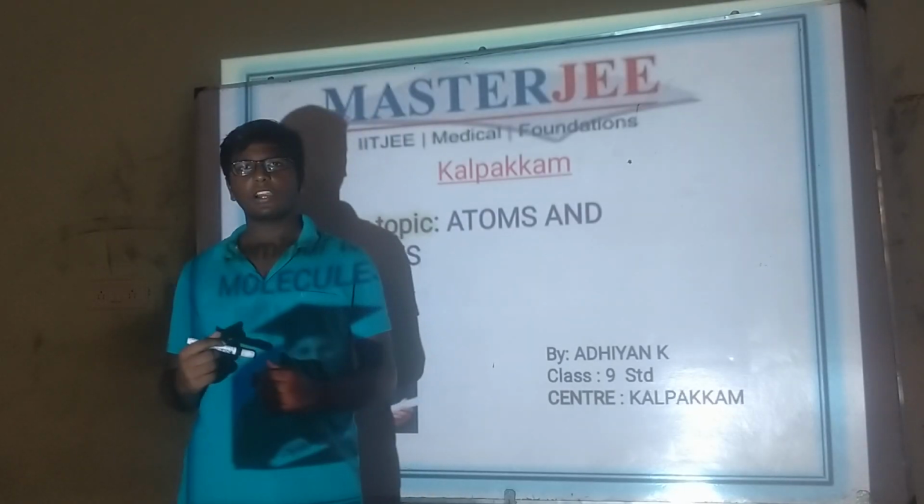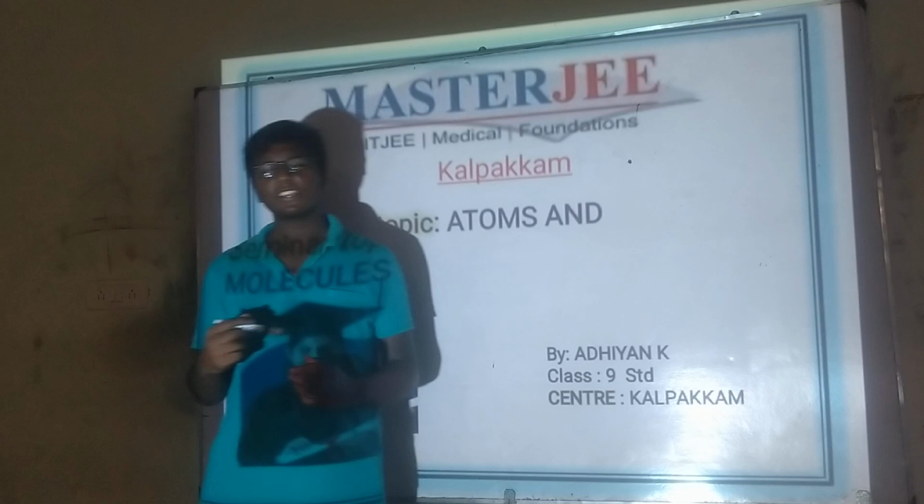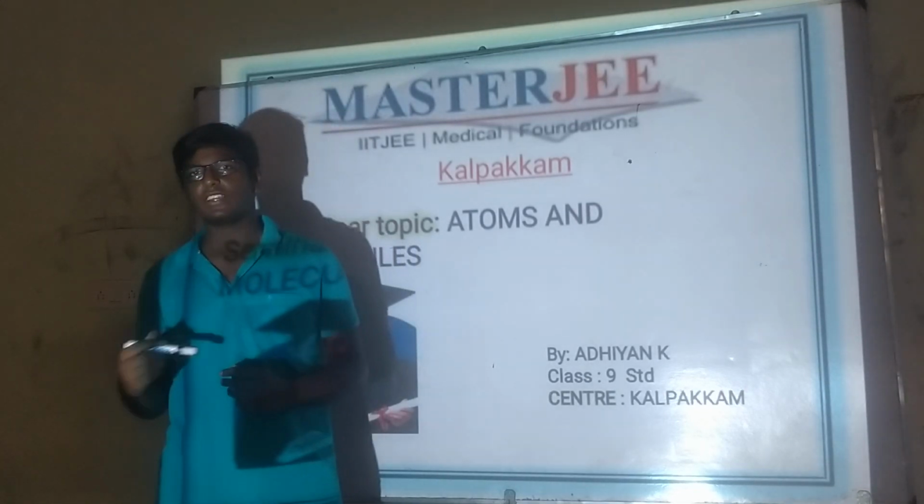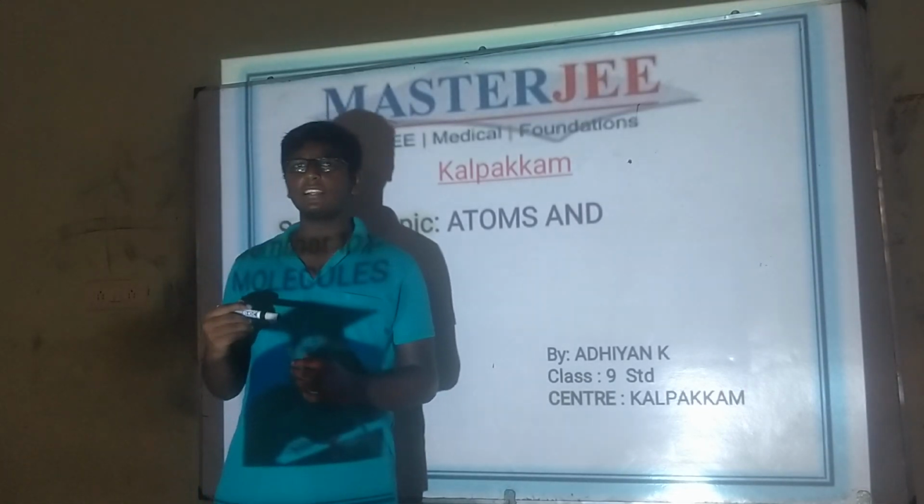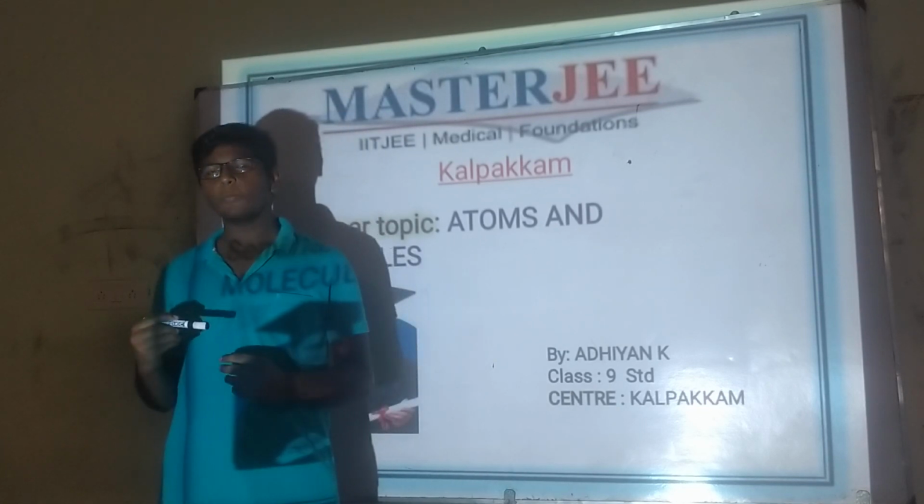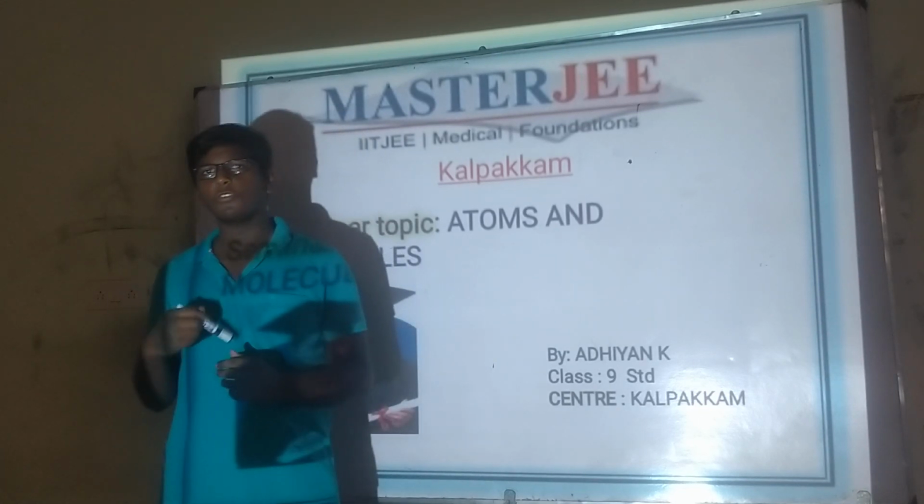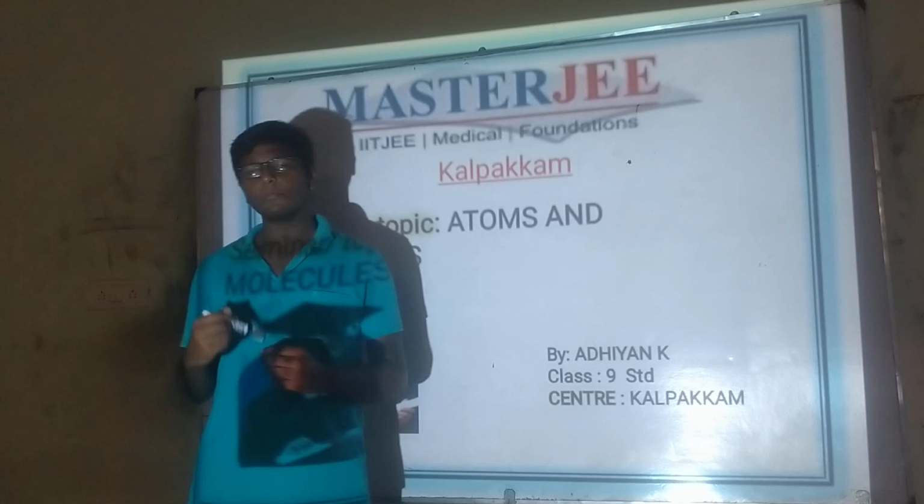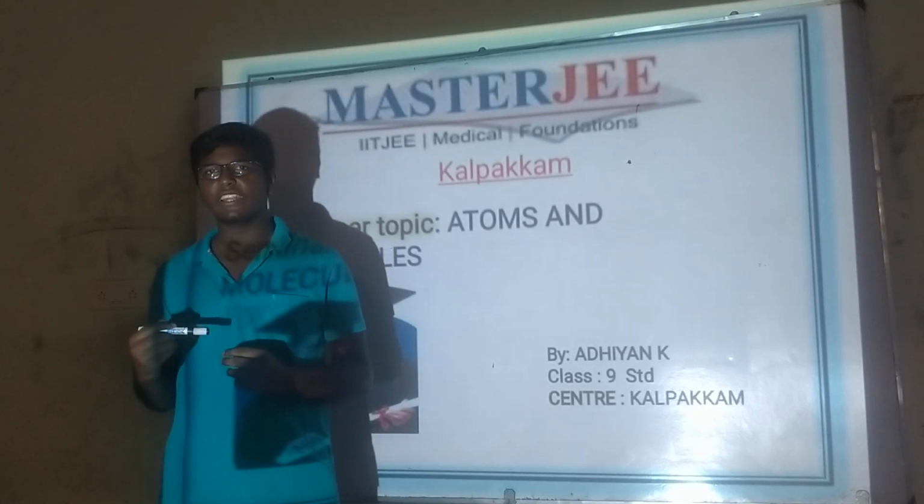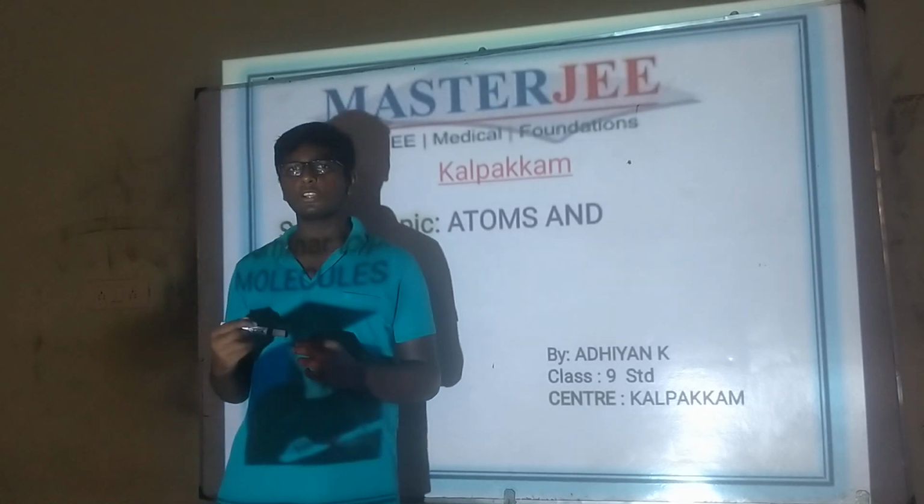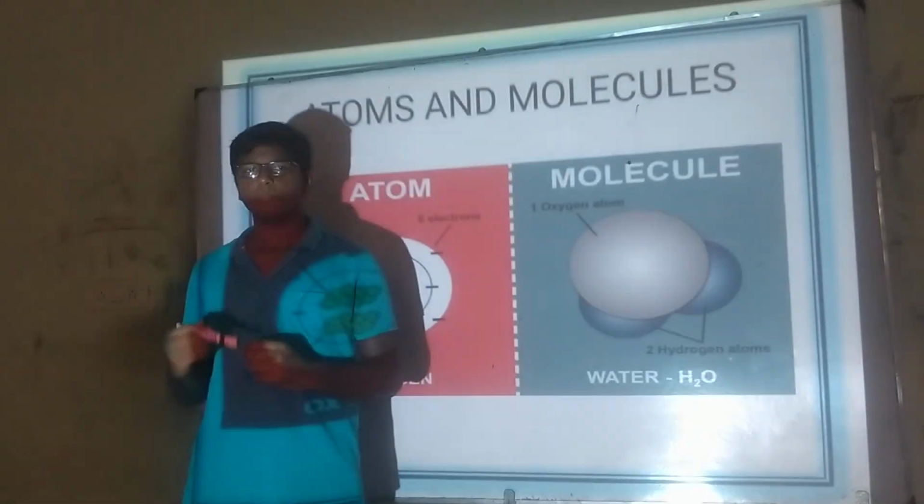Going to explain the topic of atoms and molecules. First of all, we see what is an atom. An atom is the smallest particle present in the matter. It also participates in the chemical reaction to form compounds. Atomic radius is measured in nanometers. 1 nanometer is equal to 10 to the power minus 9 meters.